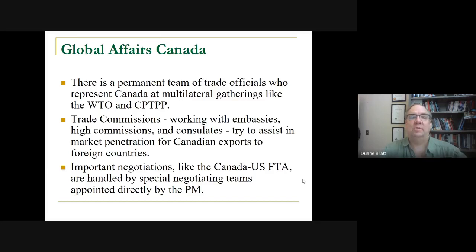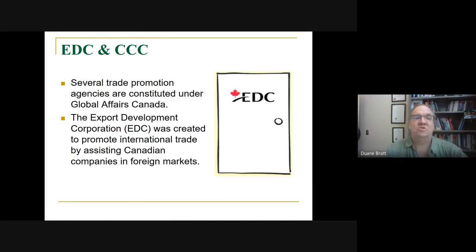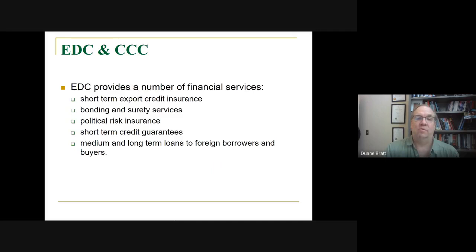So as I mentioned, the rest of Global Affairs Canada, besides the ministers, are the various bureaucrats and diplomats that work for GAC. They have trade commissions working with Canadian companies to sell their product. As I mentioned, EDC and CCC are crown corporations, again, designed to support Canadian companies. So, for example, EDC provides credit insurance, bonding, political risk insurance, as well as loans, making it much easier to try to go to a new market.